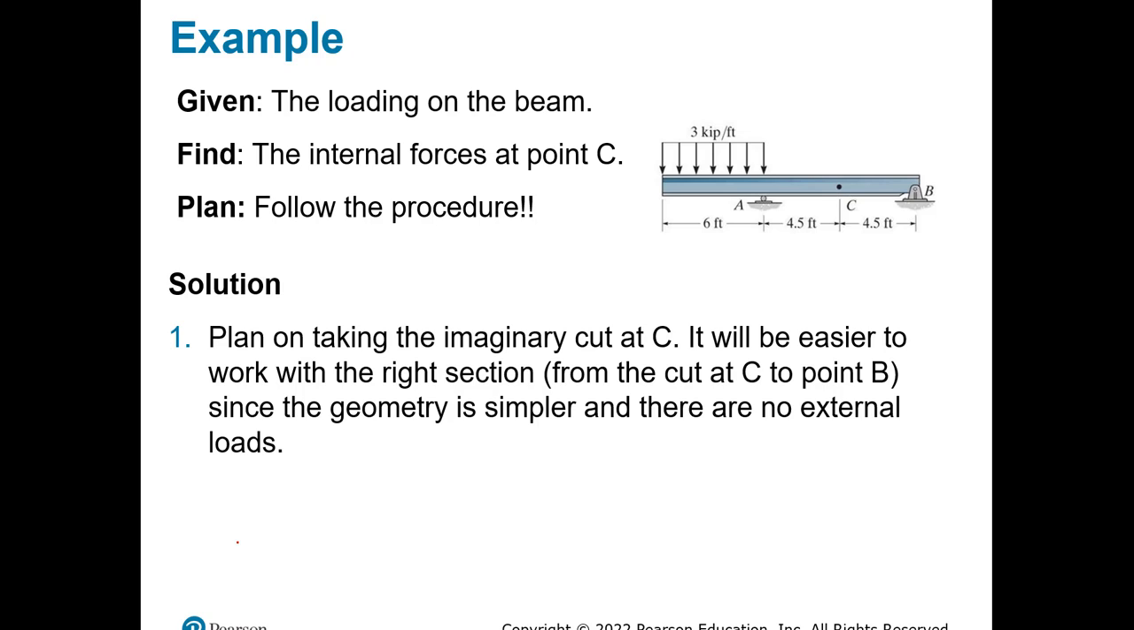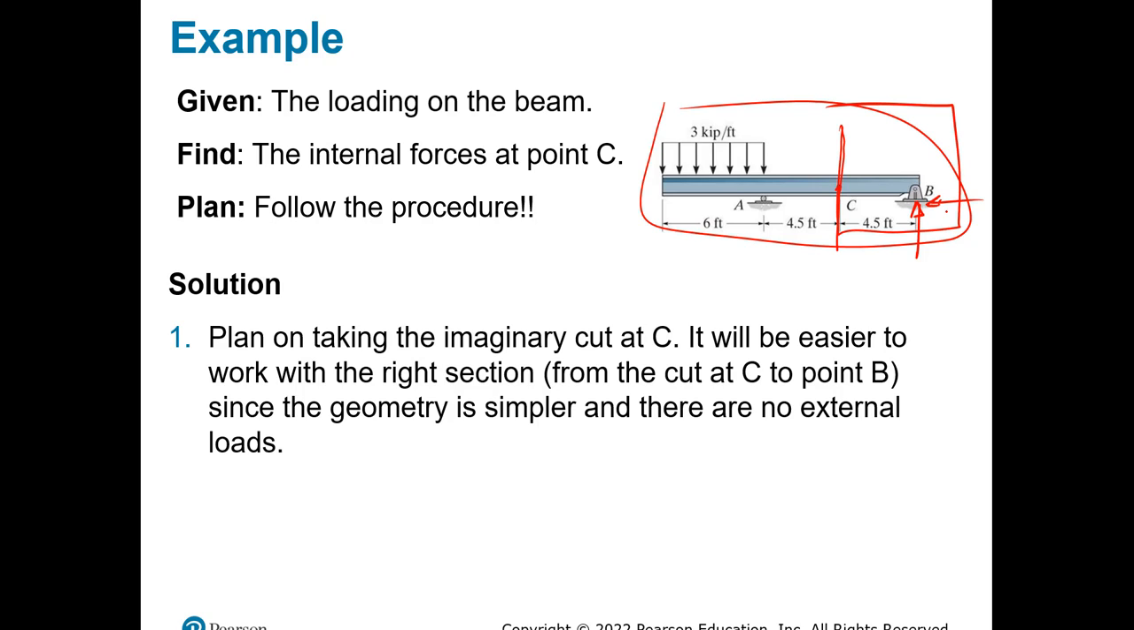Okay, so let's say you have the following beam right here. We need to find internal forces at point C right here. All we have to do is just follow the procedure that we just discussed. If we take an imaginary cut right here in B, it'll be easier to work with the section that has only the support B, because it has fewer unknowns. But don't forget that you will have to calculate the reactions at the support.